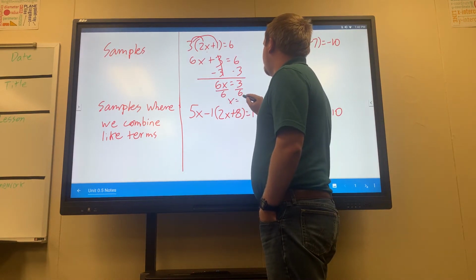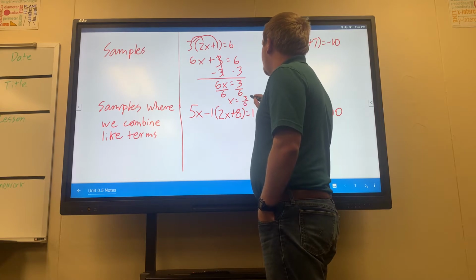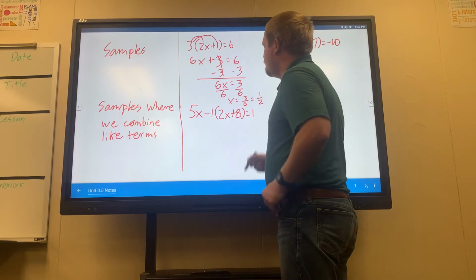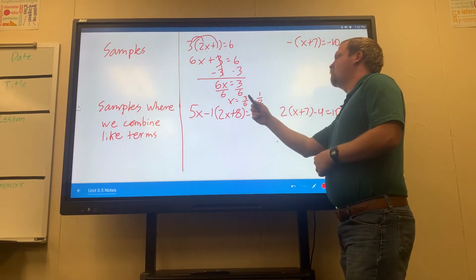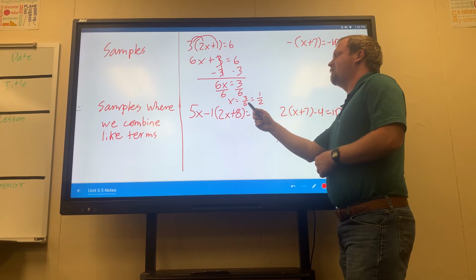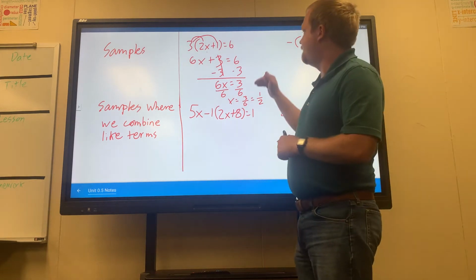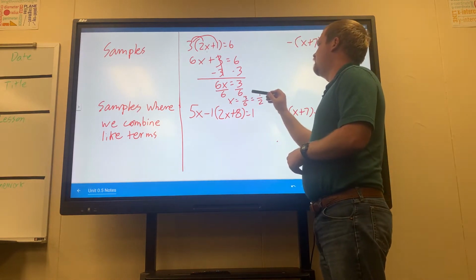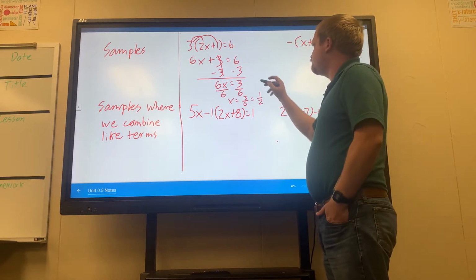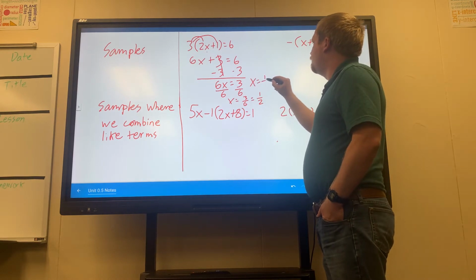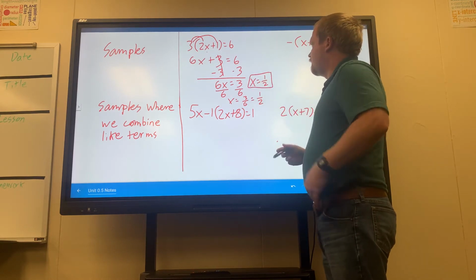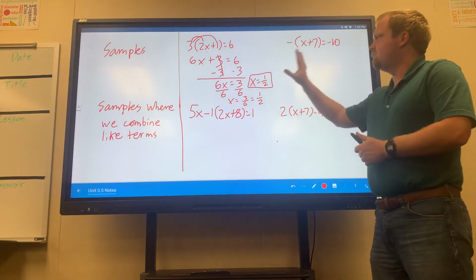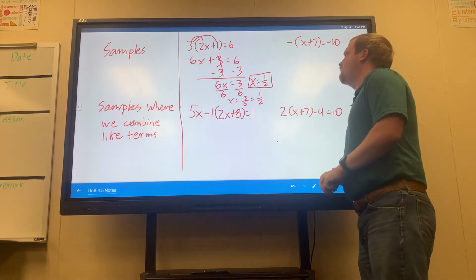I get x equals 3 over 6. But I can simplify this a little bit further by saying 1/2. I can divide the top by 3 and the bottom by 3. 3 divided by 3 is 1. 6 divided by 3 is 2. So x equals 1/2. Okay? So you can get fractions involved. There may be some fractions, but even then, it still works out the same way.